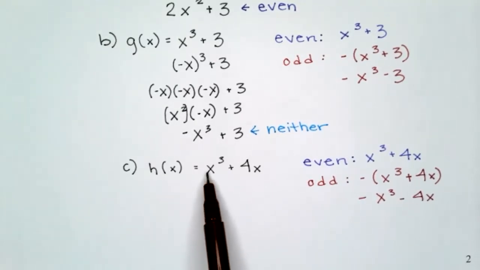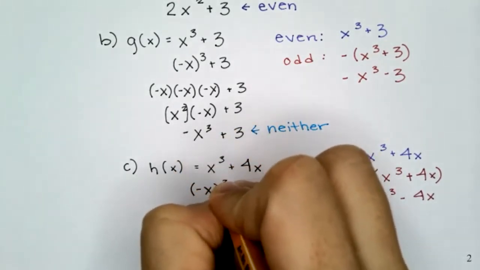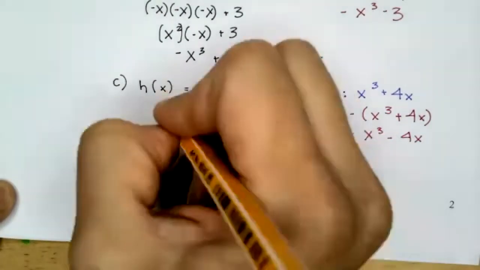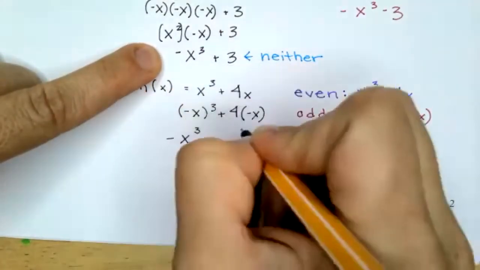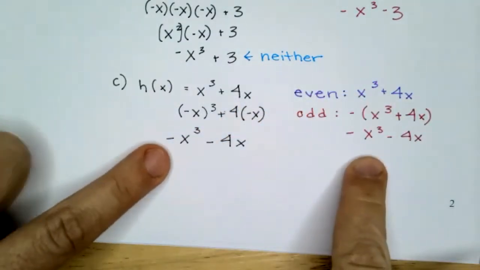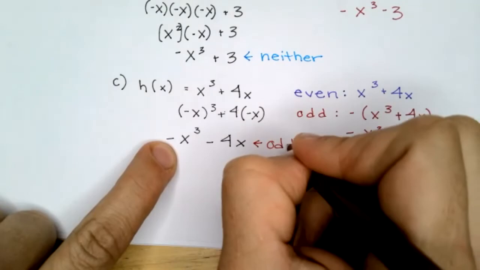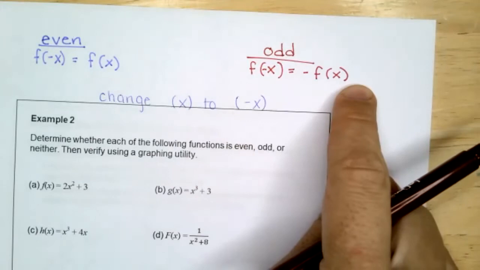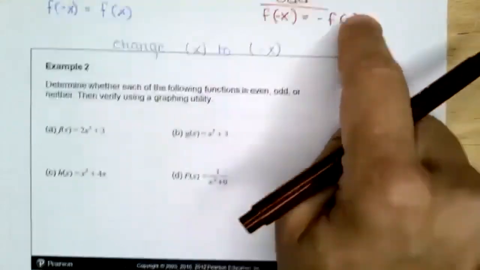All right, so remember, we're taking that x, we're changing it to a negative x. Negative x cubed plus 4 times negative x. Anywhere you have an x, put in a negative x. Negative x cubed, we know, remains negative x cubed. Positive 4 times a negative x is a negative 4x. Good. So that is odd. That matches. When I put in a negative x for x, it is equal to making the entire equation negative. Good. Last one.